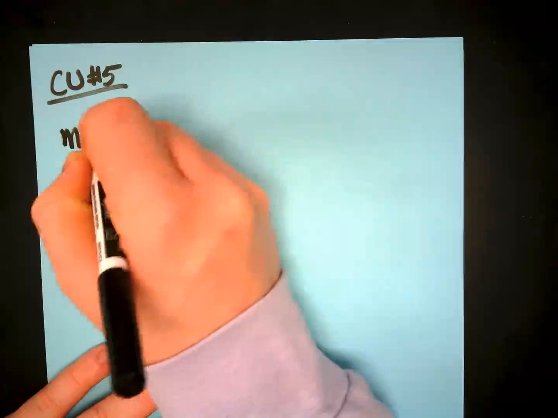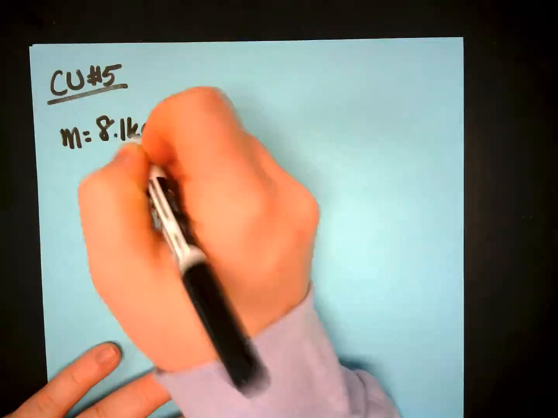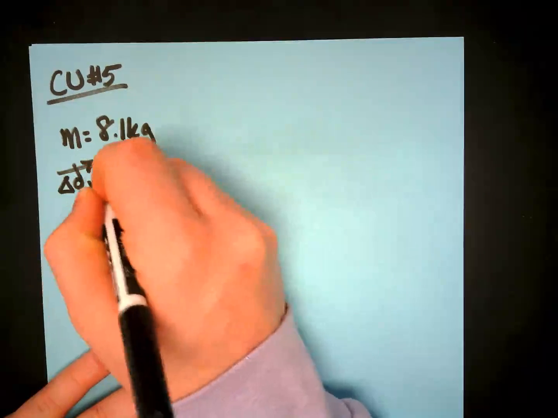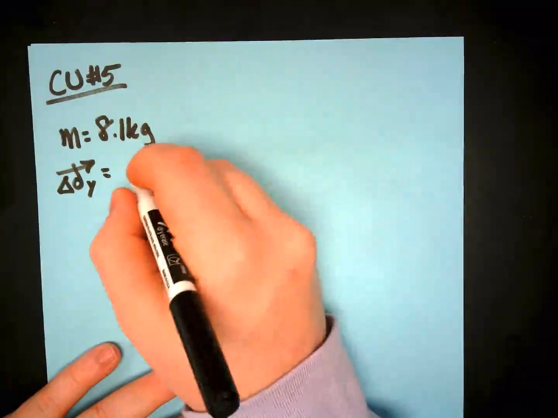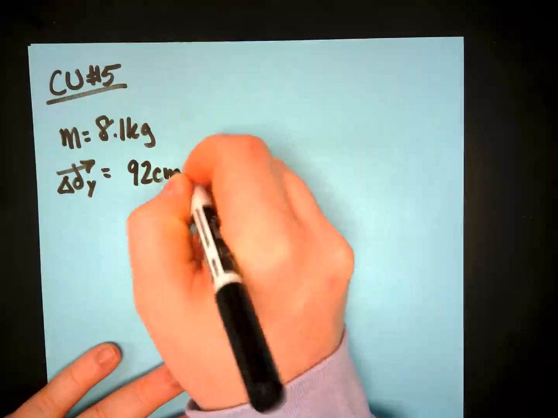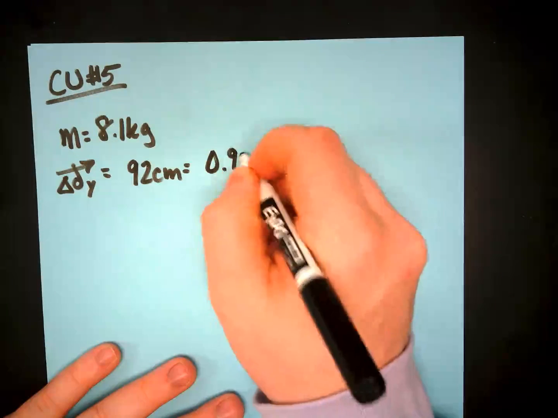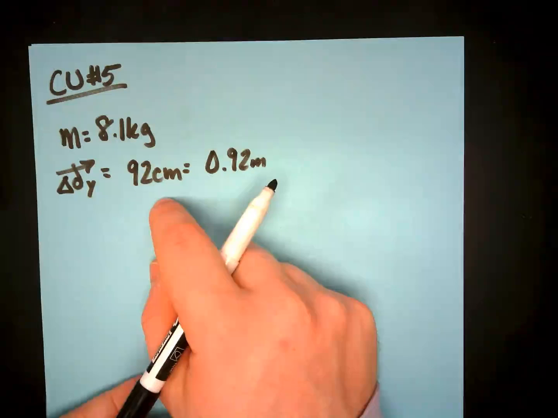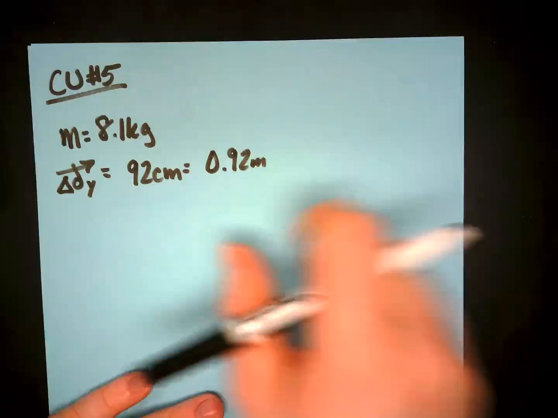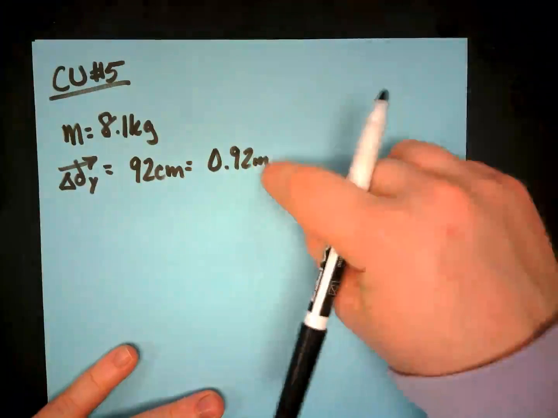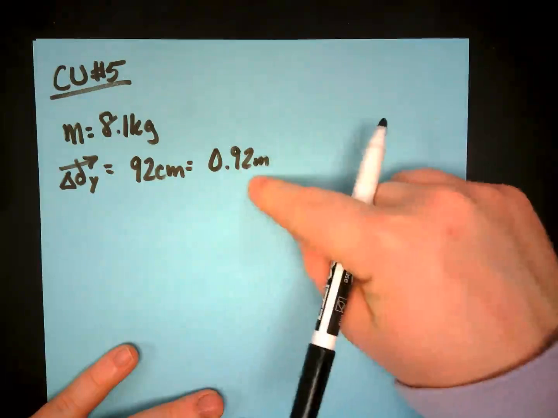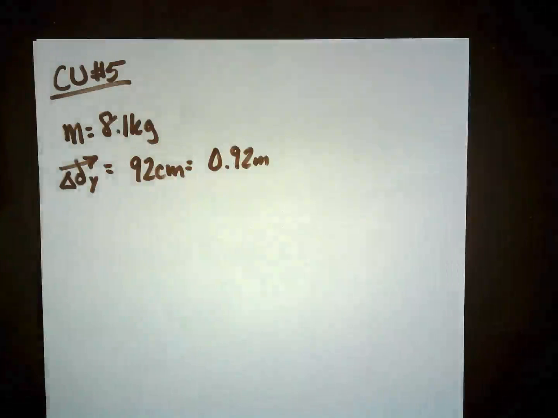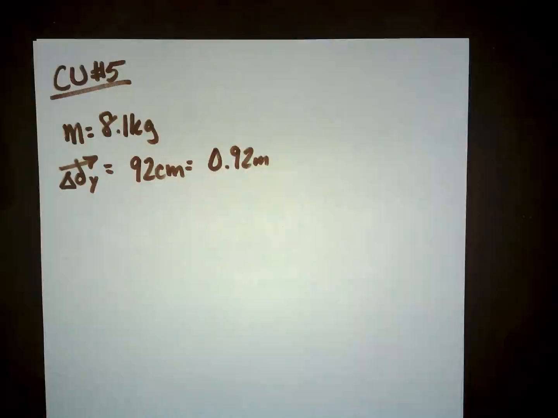So mass is going to be equal to 8.1 kilograms, and our displacement here is going to be a vertical displacement of 92 centimeters, which is actually just going to be 0.92 meters. Because remember, it's not Newton centimeters, it's Newton meters. So we have to make sure we convert these displacements to meters if they're not already provided in meters. Okay, we've got the mass, we've got the displacement, and now we need to find the force.